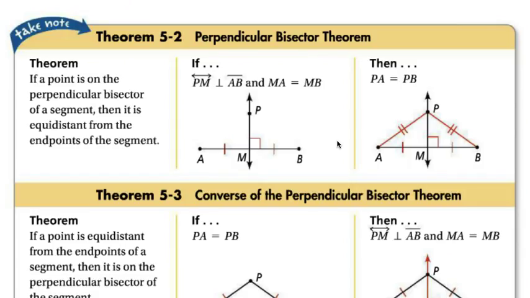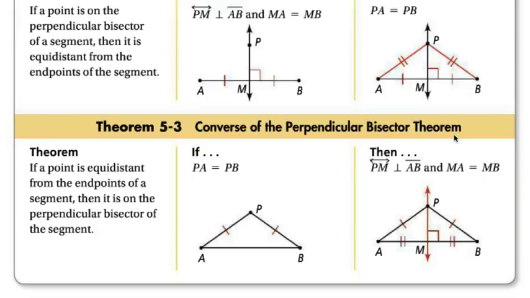Here are our two theorems then, and the theorem says if you have a line that's perpendicular to a segment and it's a perpendicular bisector, so it bisects the segment and it's perpendicular to the segment, then any point on that line, if you were to connect any point on that line to the endpoints, it will be an equal distance away. So PA and PB will be equal in measure.